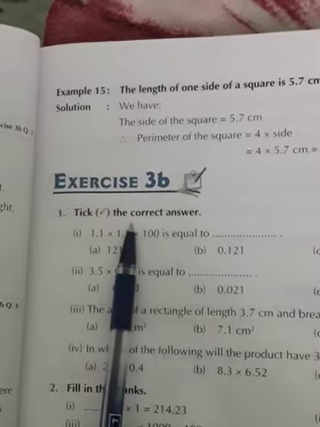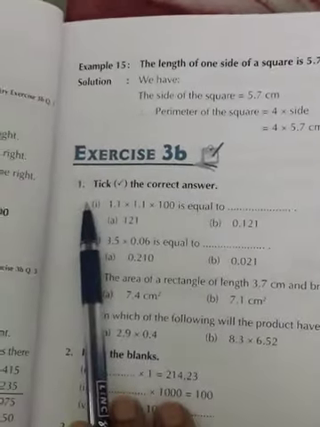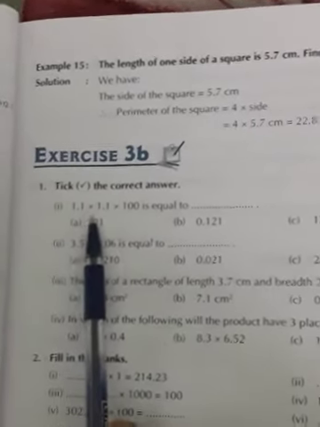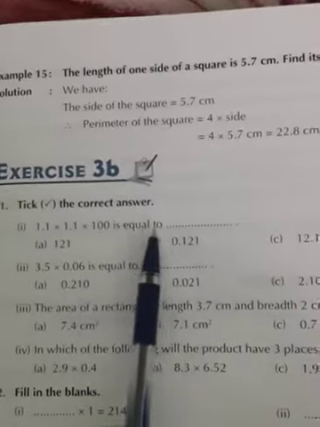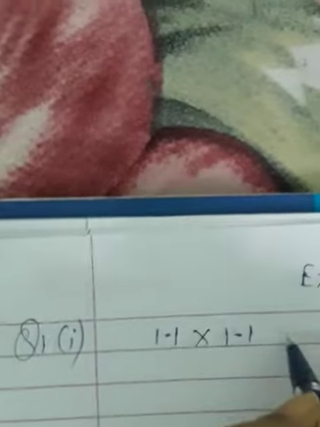Good morning students, today we will start the new exercise 3B. Question 1, tick the correct answer. First one, 1.1 into 1.1 into 100 is equal to, you have to choose from option A, B, C and D. So let us multiply and see what the answer is.